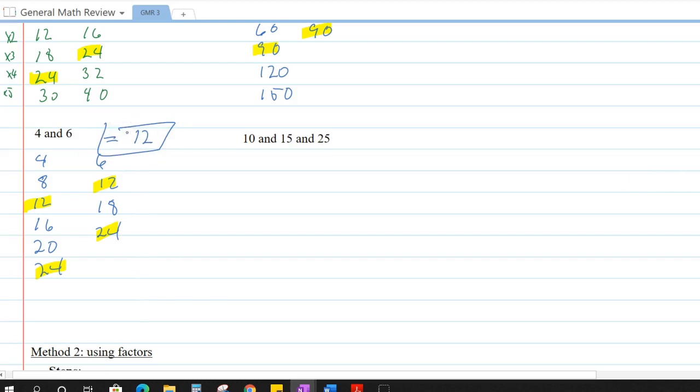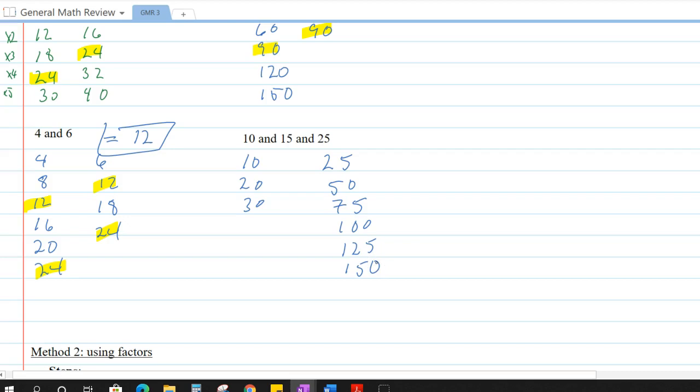Now I've got 10, 15, and 25. Now, if we wanted to, we could write 10, 20, 30, etc. all the way down. But I'm going to start with the biggest number because that's the one that's going to be the most difficult. So I'm going to have 25. That's probably going to be big enough.